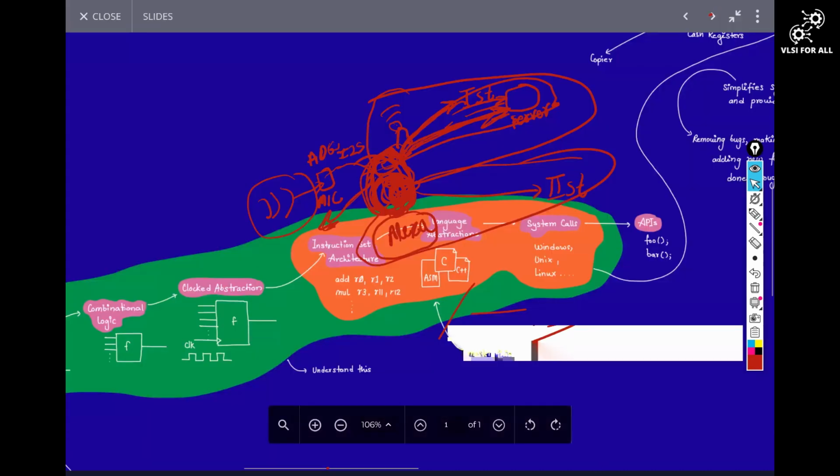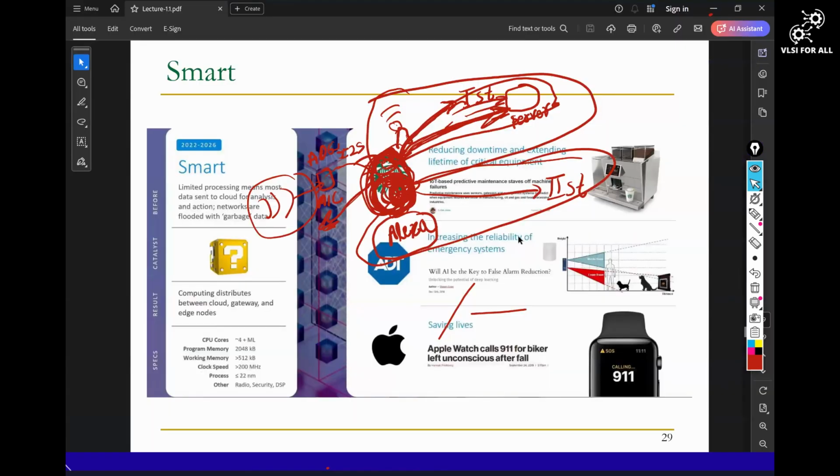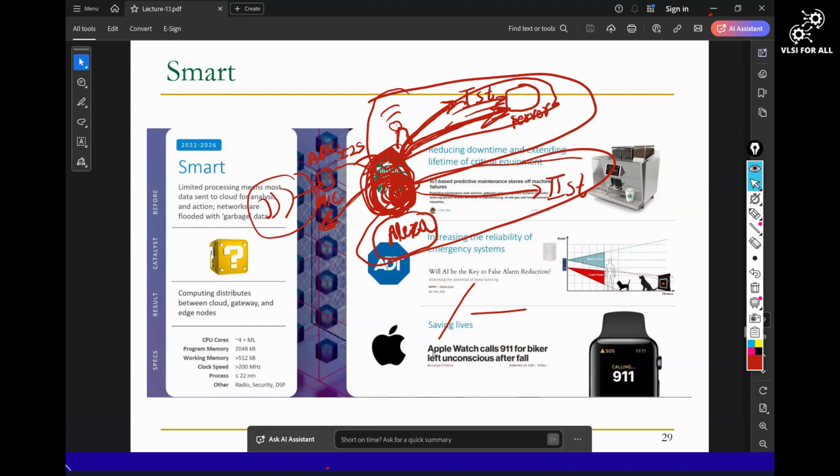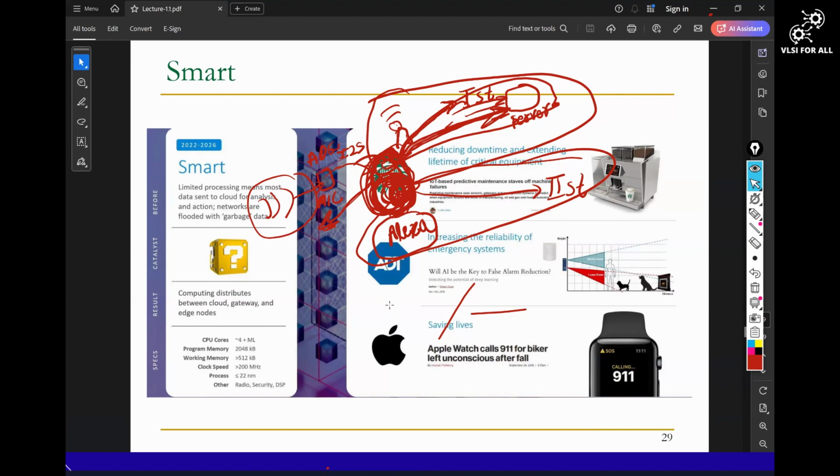So we were at this, right? So this is making it smart. This Apple Watch has included a processor or some small circuit within the Apple Watch to detect seizures, right? Here, limited processing means most data is sent to the cloud for analysis and action. Networks are flooded with garbage data. Now you can actually distribute your processing over the cloud and also on the device, right?